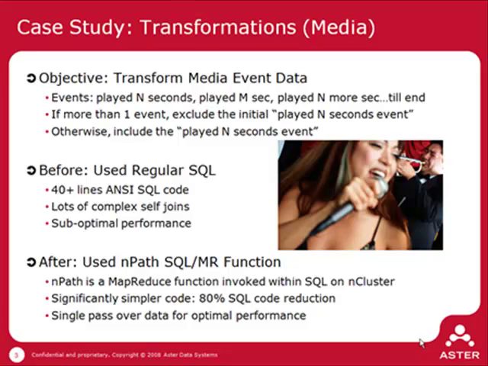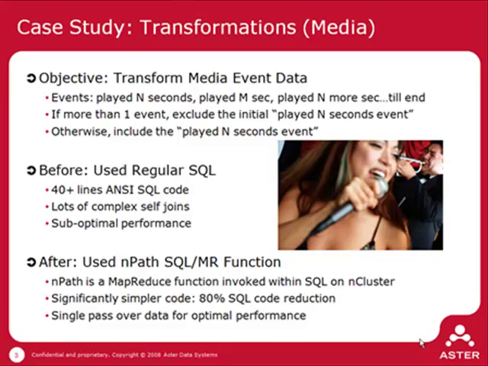One of the more typical transformations they needed to do was, if there's more than one event that occurred, they wanted to exclude the initial played 1 second event because it would have been double counting. They just wanted to capture the every 10 seconds played events. If there was not more than one event, then they wanted to include that played 1 second event because it gave them insight into the number of times a consumer actually initiated a song, as an example.